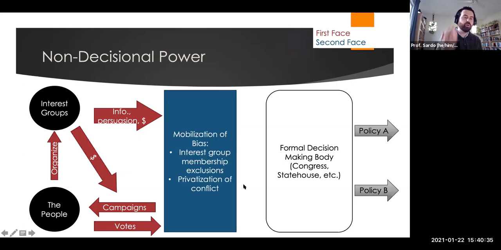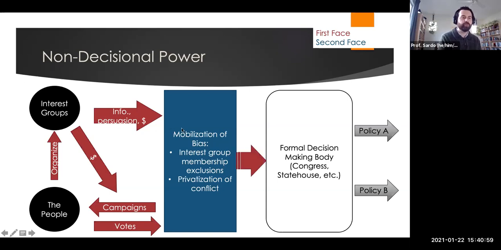So we get this mobilization of bias, the interest group membership exclusions, right? This kind of wealth and elitism, and this kind of work to prevent issues from even getting raised in politics in the first place. So you already have interest groups functioning both in this pluralist model, but also to exclude the people from fully participating.